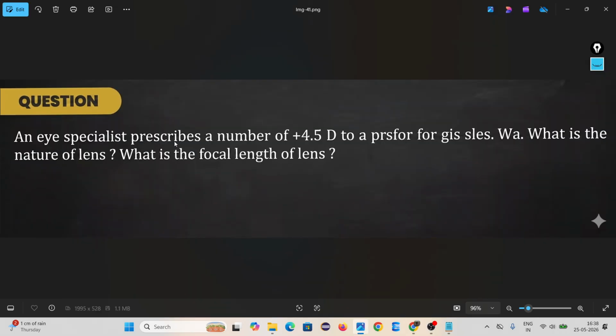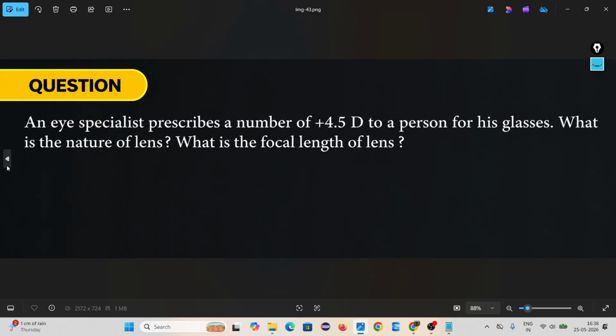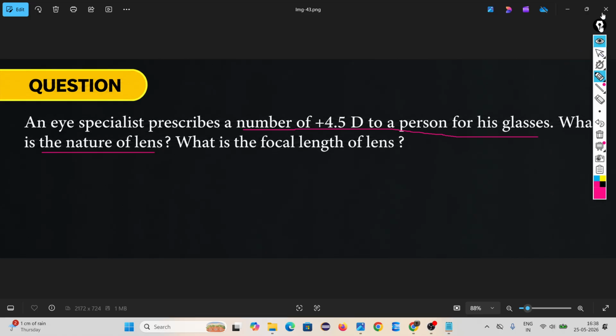An eye specialist prescribed a number of 4.5D to a person for his glasses. D is nothing but diopter. What is the nature of the lens, and what is the focal length of the lens? Nature means whether it is converging or diverging.